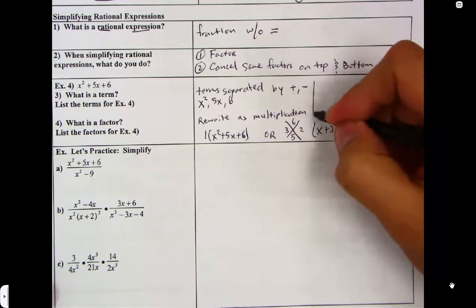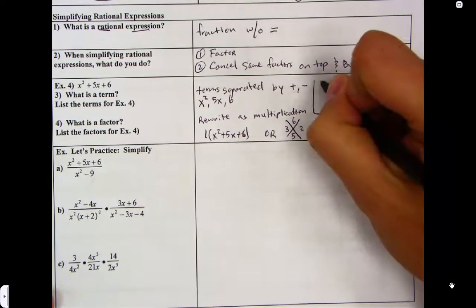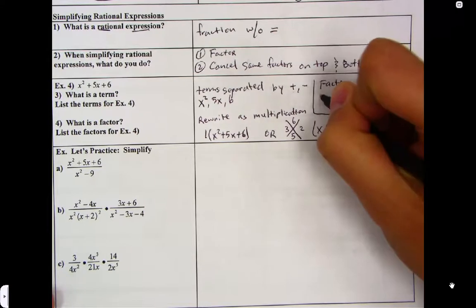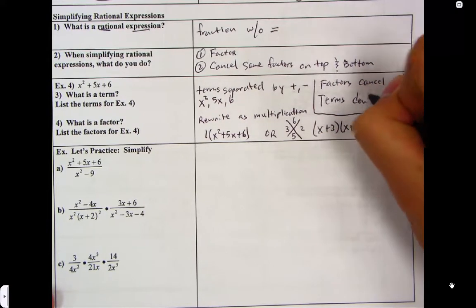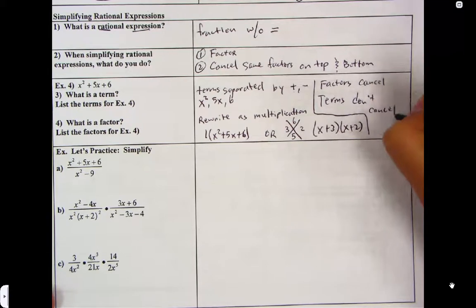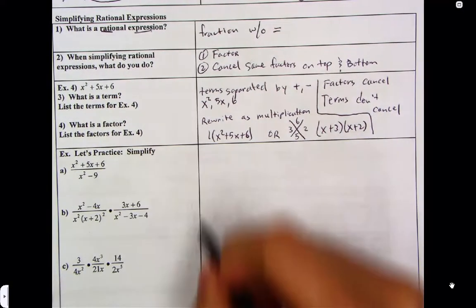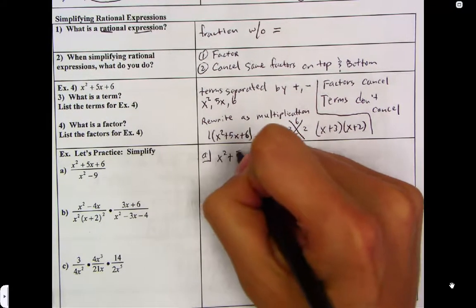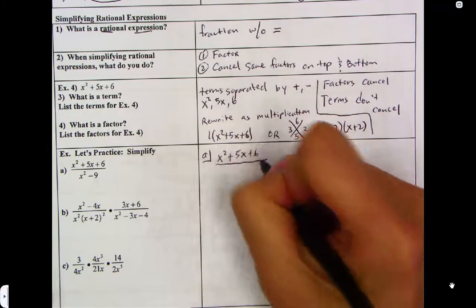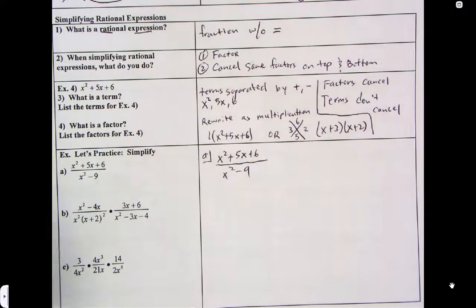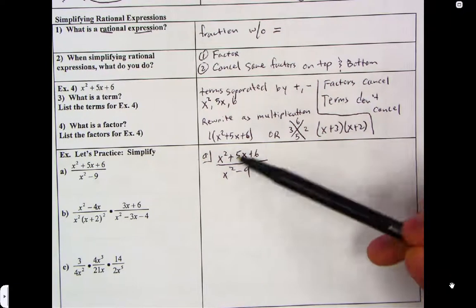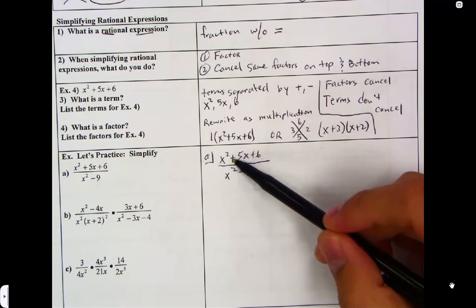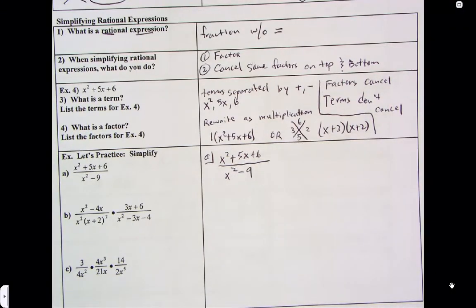Now here's the key concept here. Factors cancel and terms don't cancel. So we're going to look at example A. x squared plus 5x plus 6 all over x squared minus 9. Question here, can the x squareds cancel? No, because these are terms. They're stuck together, they're separated by pluses or minuses. So we're going to factor each one.